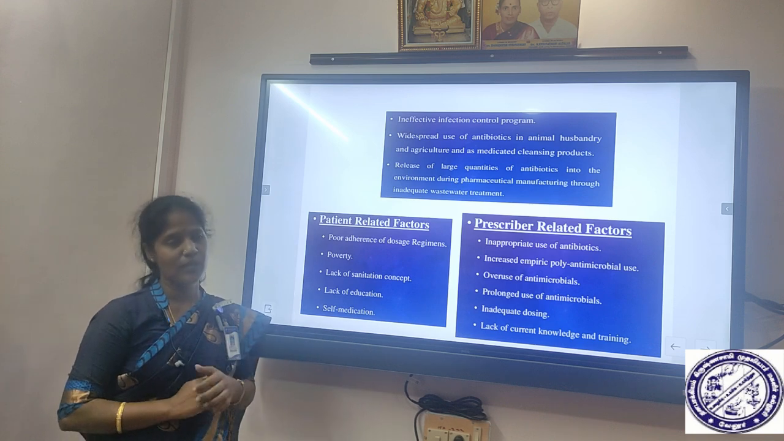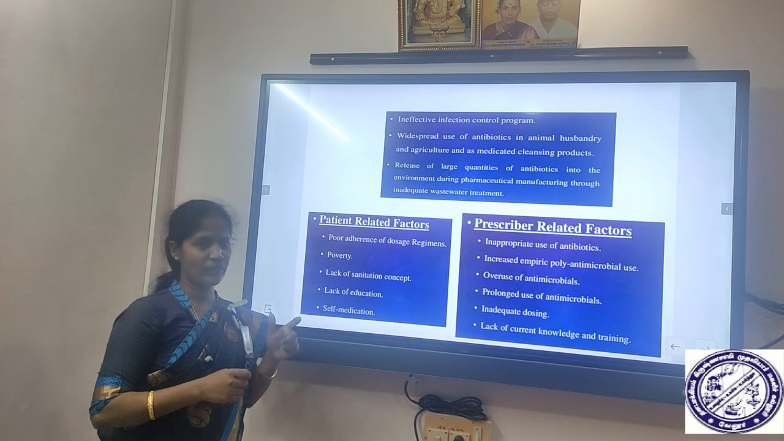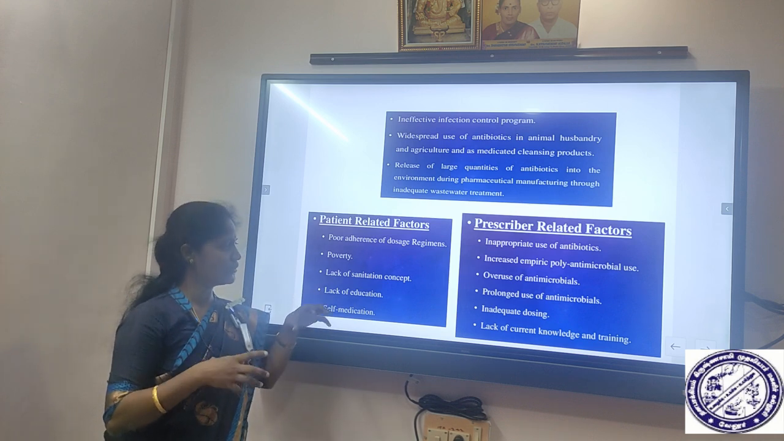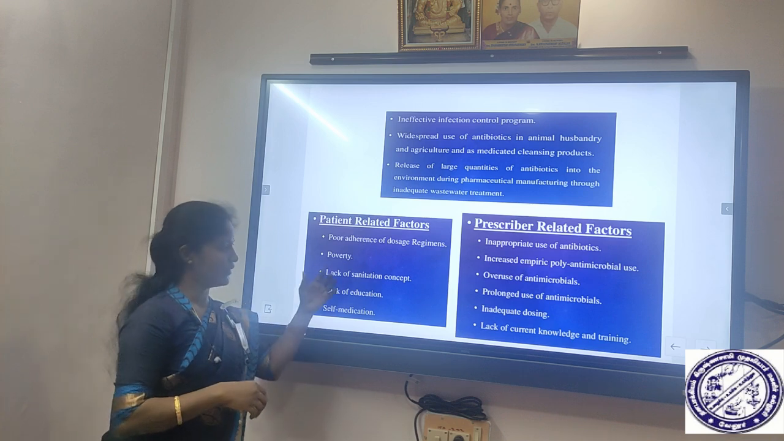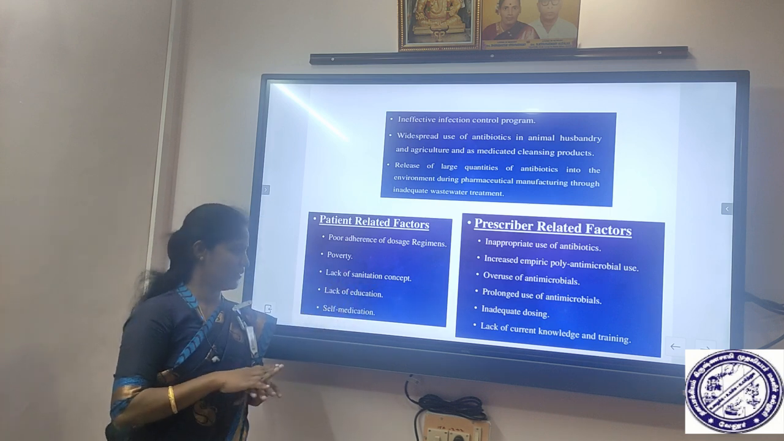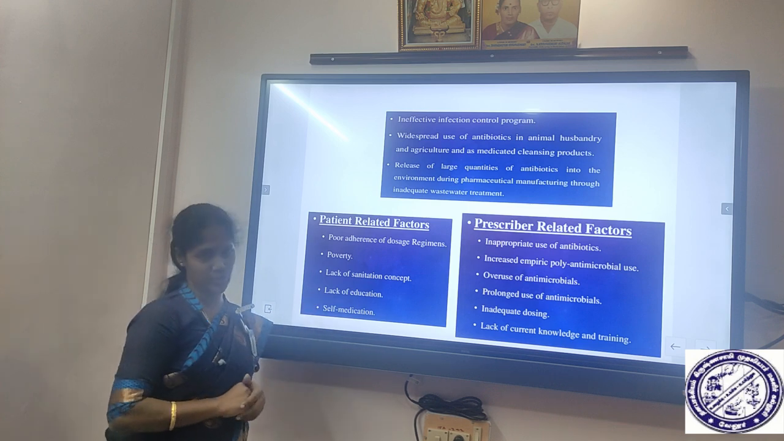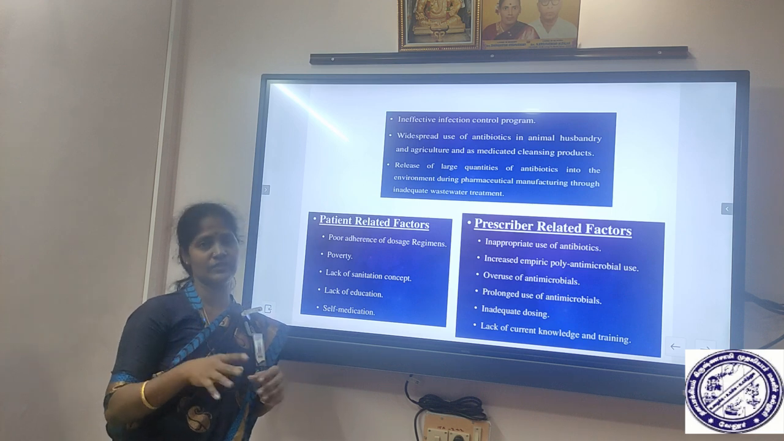And poverty, in Tamil, varumai. Because of poverty, the patient is unable to buy the medicine. So there is no frequent intake of medicine, or the correct dosage is not taken, and the patient may show antibiotic resistance. And lack of sanitation, that is cleanliness, there is no cleanliness, and lack of education. No proper awareness will be there.